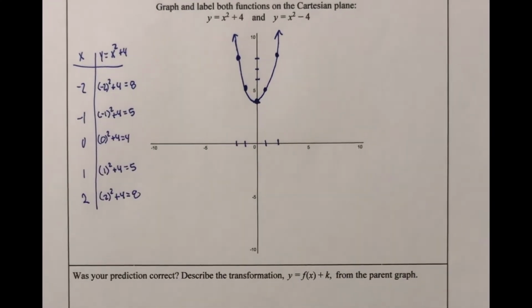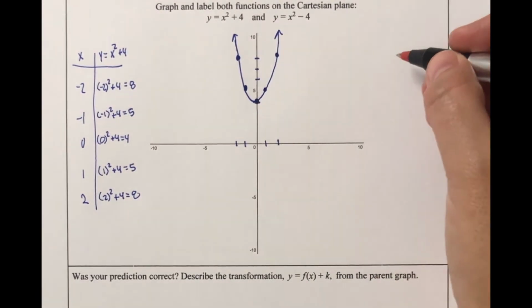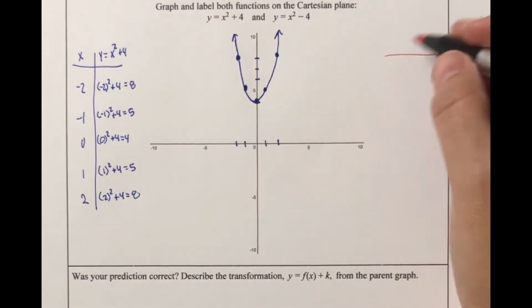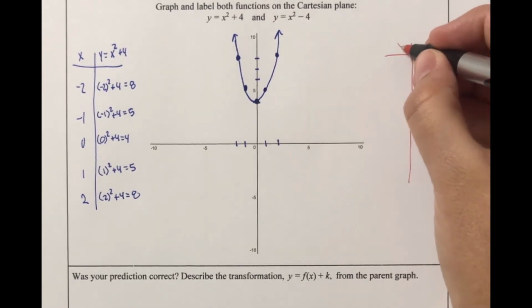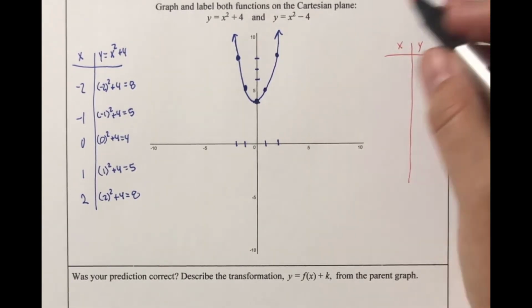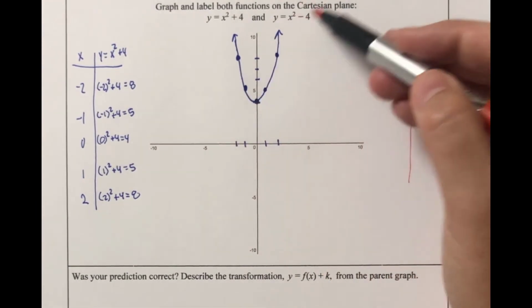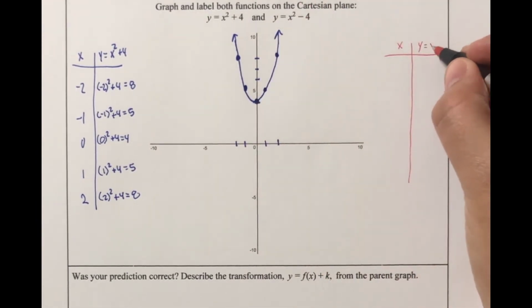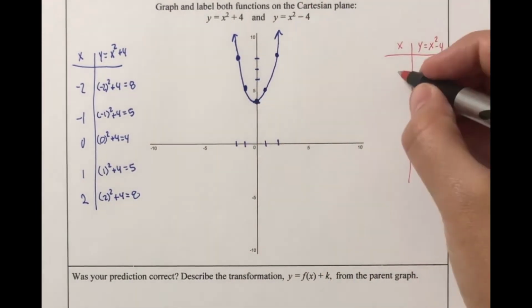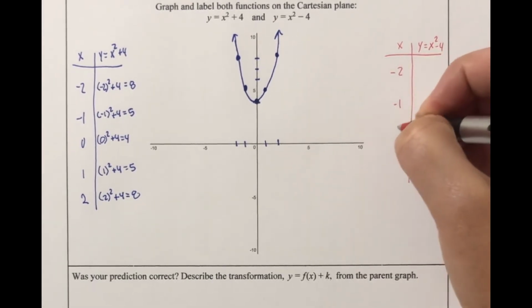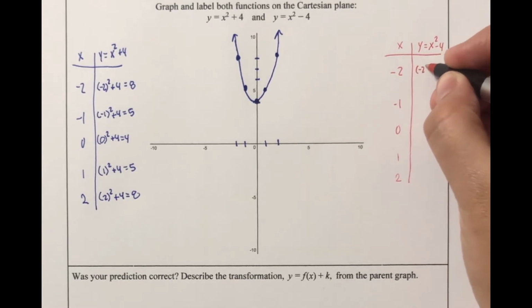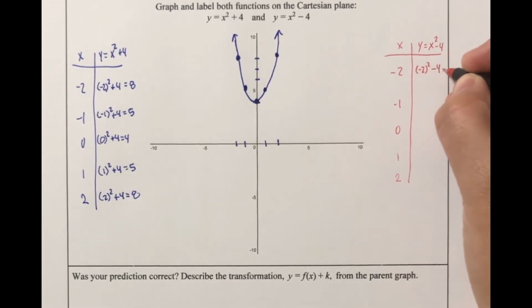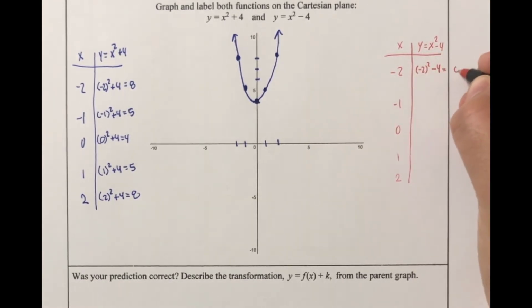And so let's do the next one real quick. And if your prediction wasn't correct, you can make a new prediction real quick as we prepare this one, based on this graph, what you think is going to happen if we subtract 4. So x squared minus 4. Let's pick our same x values. Okay, so -2 squared minus 4, that's 4 minus 4, 0.